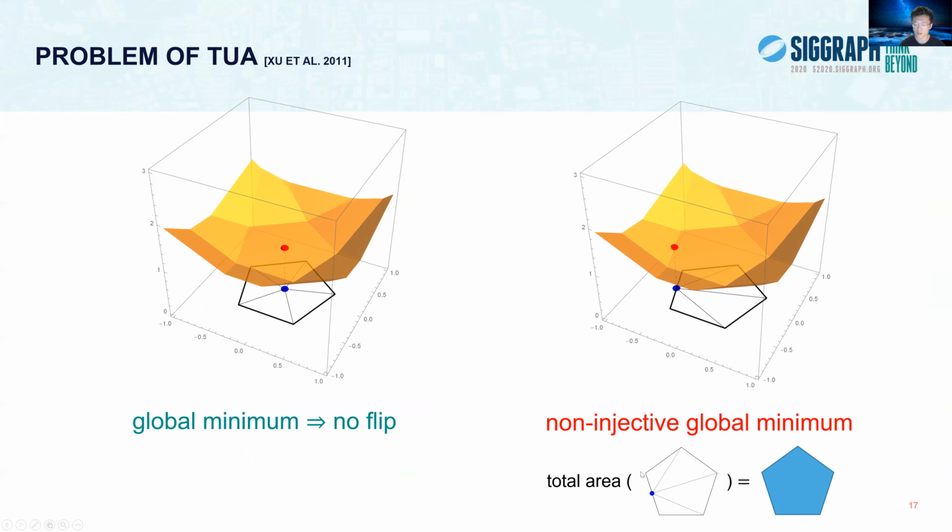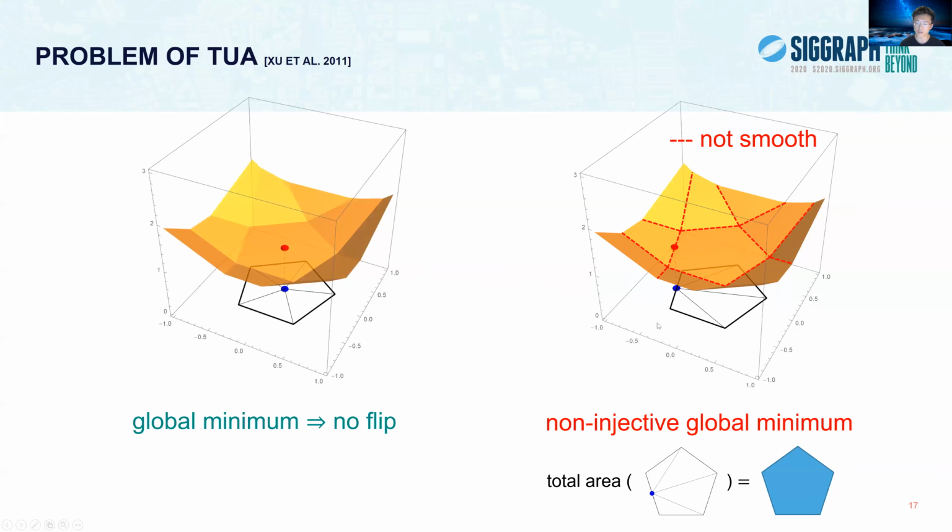For example, here is one degenerate triangle, but the total area is still at the global minimum. So this is an example of a non-injective global minimum of the TUA energy. Another problem is this energy is not smooth. You can see it's a piecewise linear energy, but between the different pieces, there are sharp edges, and the gradient is not well defined here.